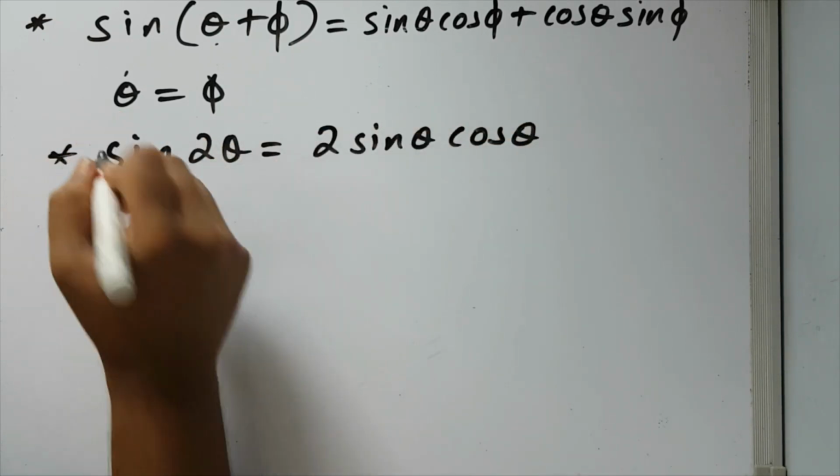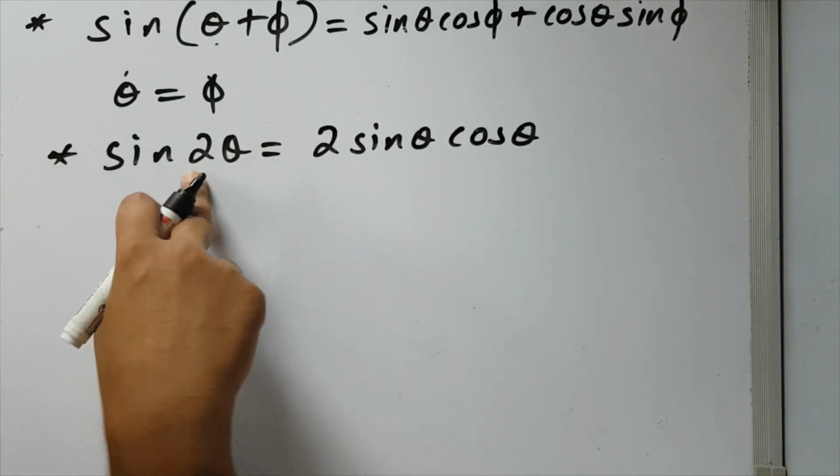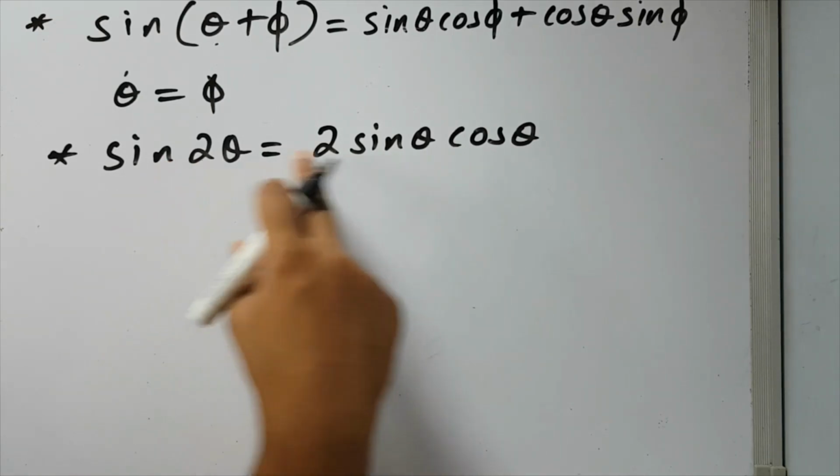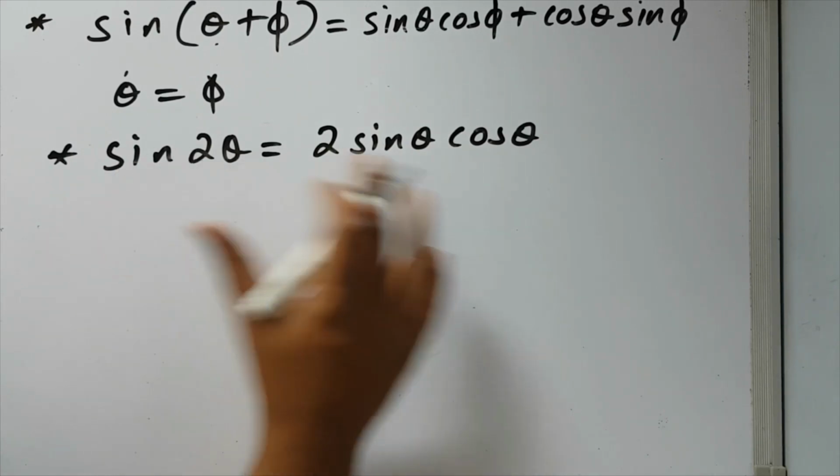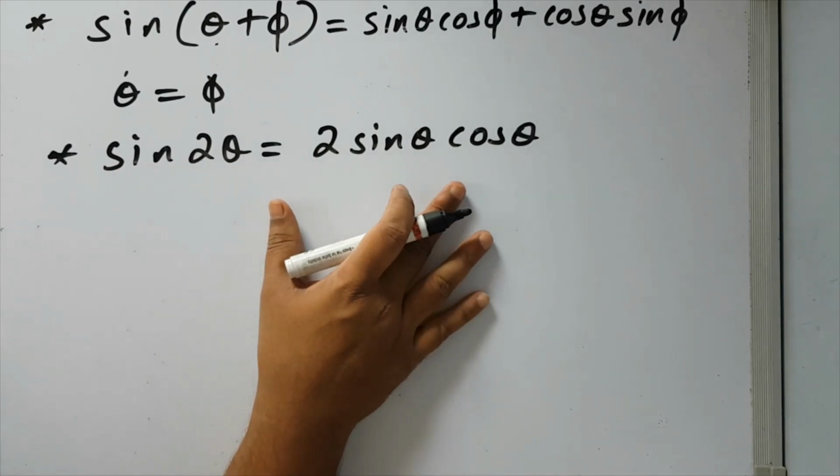This is another very important formula, very important actually. Sine 2 theta is equal to 2 sine theta into cos theta. The other version of this formula is called the half angle formula.